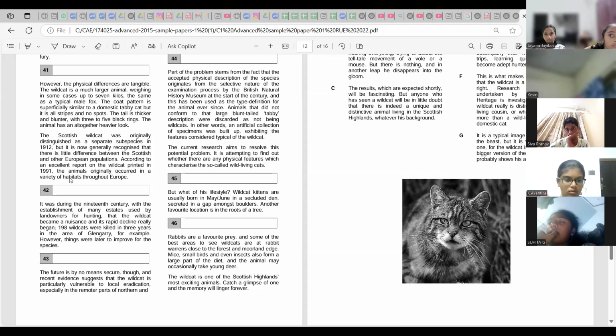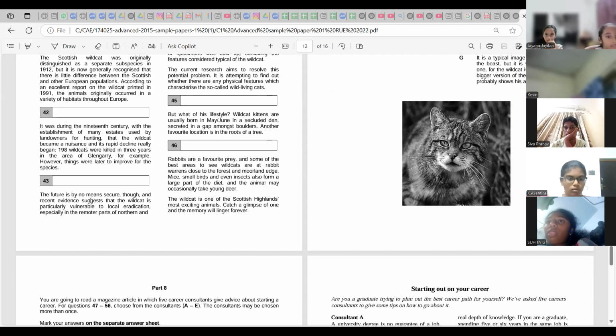Look at the way the author is closing out. Were later to improve for the species. That was a bad phase, the 19th century. But just prior to the gap, the author is saying, however, things were later to improve. There is some improvement in 43. So don't worry about the gap still. You have to keep reading.